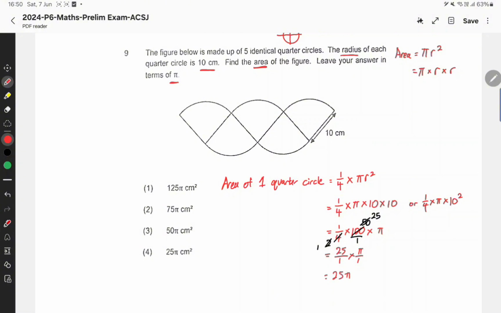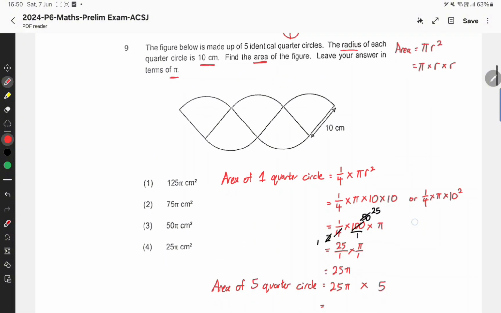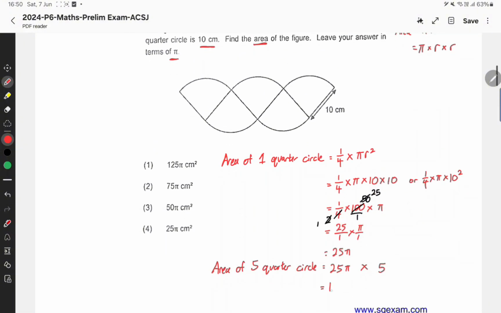But take note that this is not your final answer. The question is asking you for the area of the figure, which means you have 5 quarter circles to solve. So the area of 5 quarter circles is equal to 25 pi times 5, which gives us 125 pi. Okay, so how do we get this 125 pi?